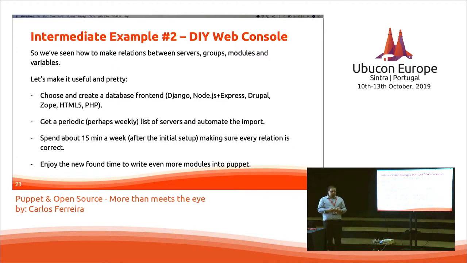Create a periodic, perhaps weekly, I don't know, it depends on the life cycle speed of your machines inside the infrastructure, list of servers and automate the input. I'll just give you a very quick example. VMware vCenter has an API on which you can export all the machines through one simple curl into a comma-separated value file. Just use that, parse for Linux or Unix machines and put it inside the database. Half of your input is done.